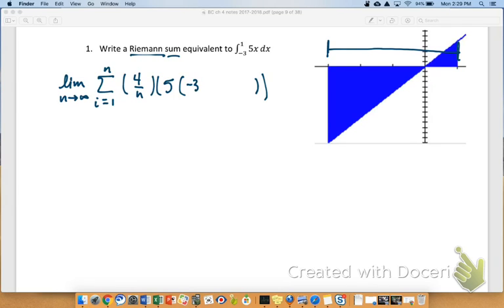-3. And then to move across the picture from left to right, I need to add something each time to get to the next rectangle. What do I need to add? 4 over n, yep. And then times i, the i allowing us to move from first rectangle to second rectangle to third, so on and so forth. And that would be a nice Riemann sum.